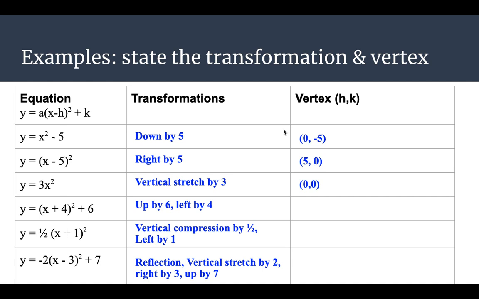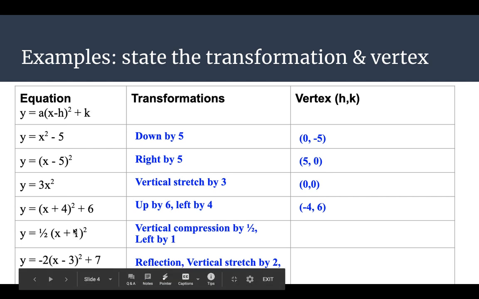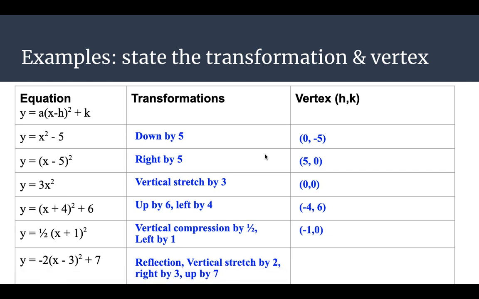Okay, the next one. Well, we have a 4 in the place of the H, but don't forget, because it's a positive 4, to make it positive, I had to put in a negative 4. So my H is negative 4 and my K is 6. So the vertex is negative 4 and 6. For this one, again, we have a positive number, so my H has to be negative 1, and we don't have a K, so that means it's 0. And then my last one, the 3 is in the place of H, so my H is 3, and my K is 7. So my vertex is 3 and 7.